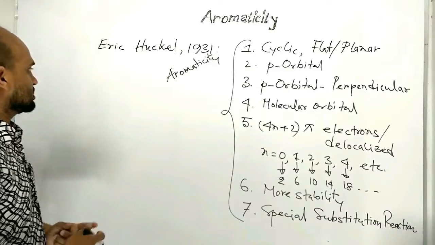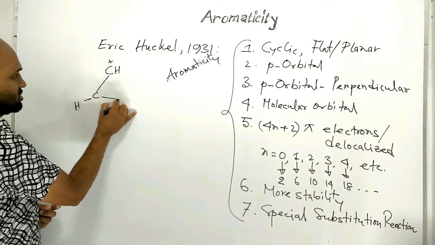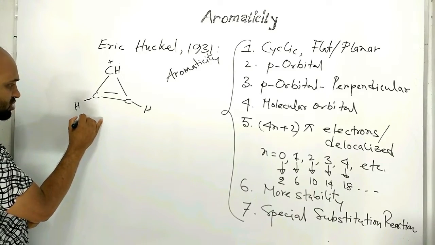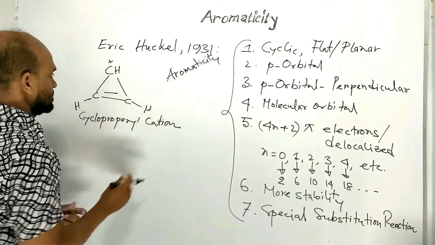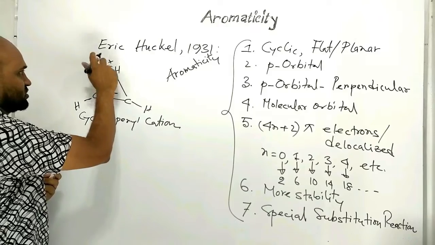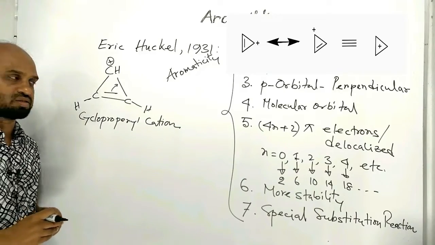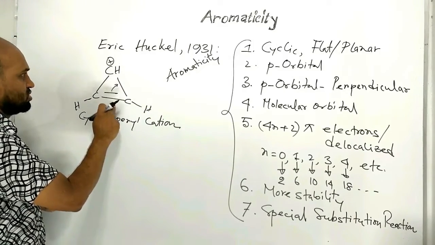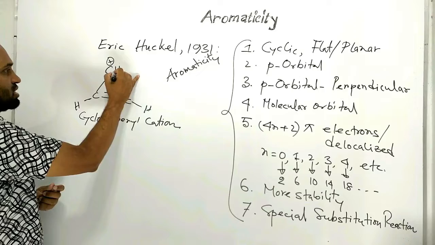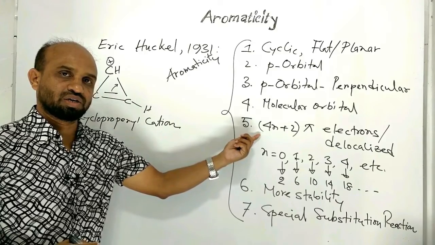First of all, let's write a compound. This is a compound. Its name is cyclopropenyl cation. Let's see whether this is aromatic. Because of this positive charge, these pi bonding 2 electrons are delocalized. This is a flat molecule. Each member of the ring has an unhybridized p orbital.